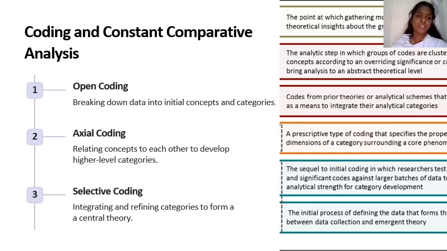First, the breaking down of the data into initial concepts. The concept is broken down into small pieces of data so that everyone can easily understand this, which is open coding. And the next is relating concepts to each other to develop higher level categories. The higher level categories will develop from relating concepts. Next is selective coding, integrating and refining categories to form a central theory.